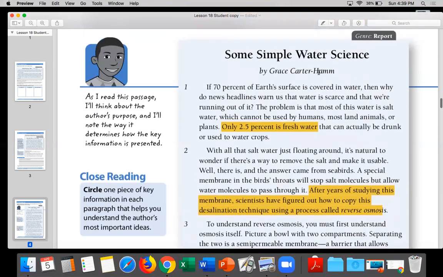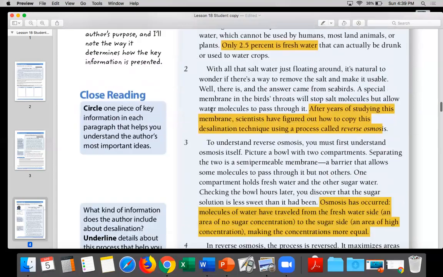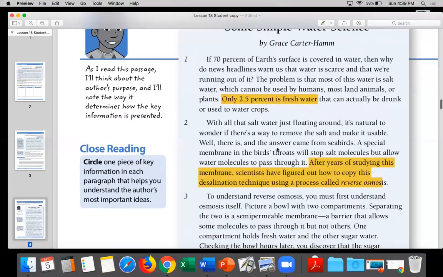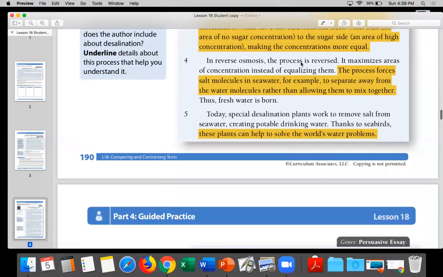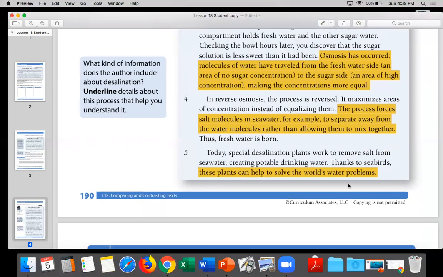We go back up to the top. The first thing they ask is, why do news headlines warn us that water is scarce and that we're running out of it? And then they tell us that only 2.5% is fresh water. So this tells us how we can fix that. And then in the end, it tells us the big thing is that plants can help to solve the world's water problems. And this is not a plant like a tree or a flower or something.